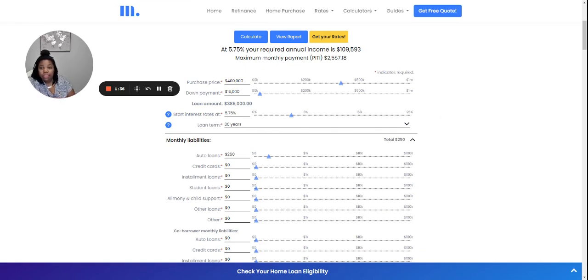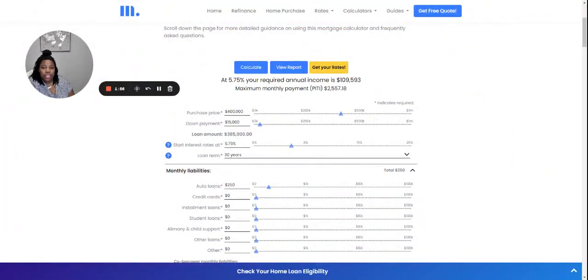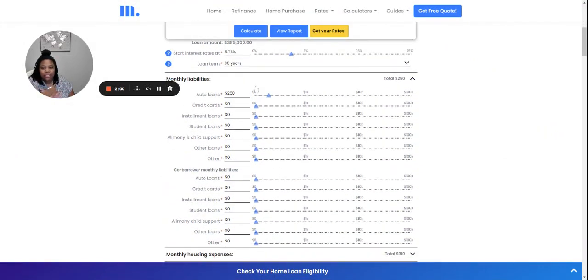We recently dipped and rates are down, which means I can probably put some money on the fact that home prices are about to start going back up if the rates continue to dip. Now, this monthly liabilities section adjusts how much loan you'll be able to qualify for. And don't look at this yet because we haven't completed everything else.